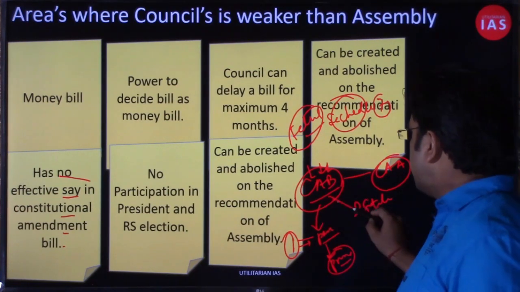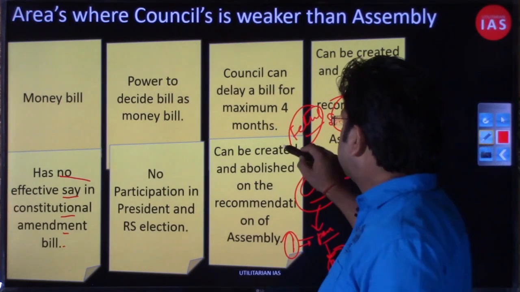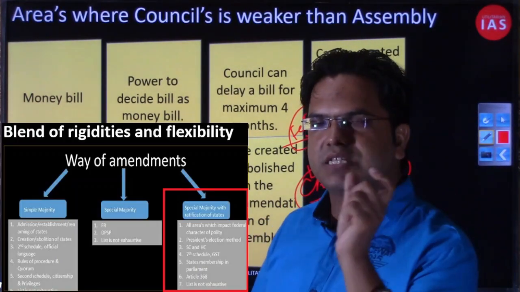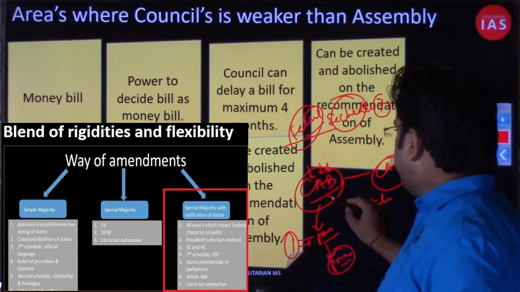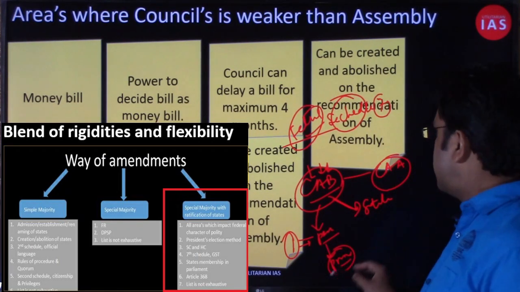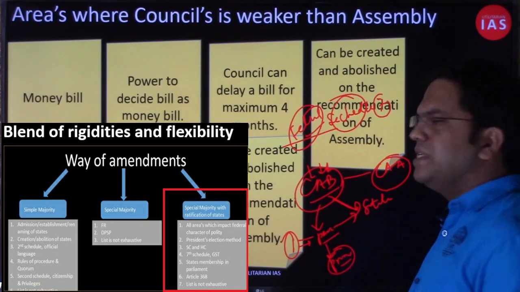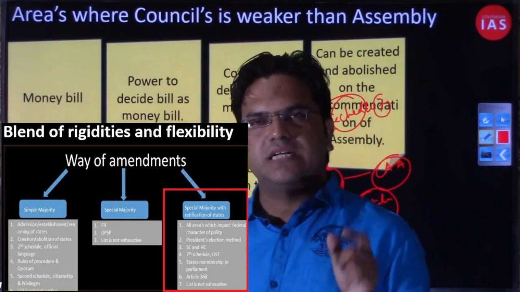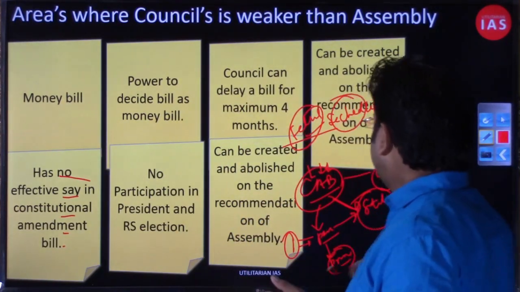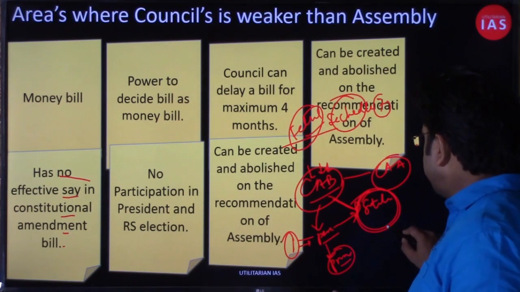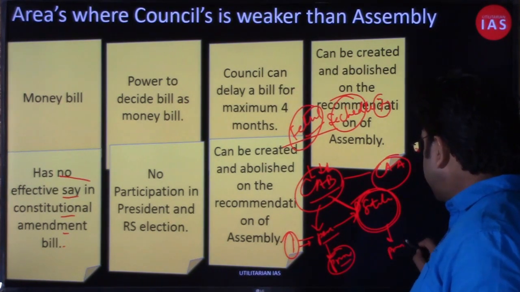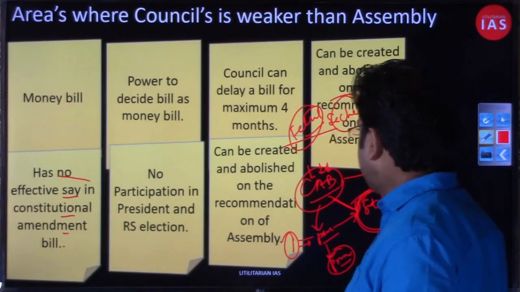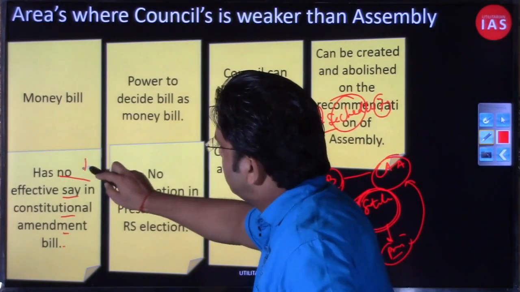But there are certain kinds of constitutional amendment bills that alter the federal structure of our country. After being passed by the Parliament by a special majority, that bill is sent to the state legislatures, and only when half of the state legislatures have passed that constitutional amendment bill can it be made effective. Then it is again sent to the President, and once the President signs, it is called a constitutional amendment act. Now here the point is that the legislative council does not have effect.